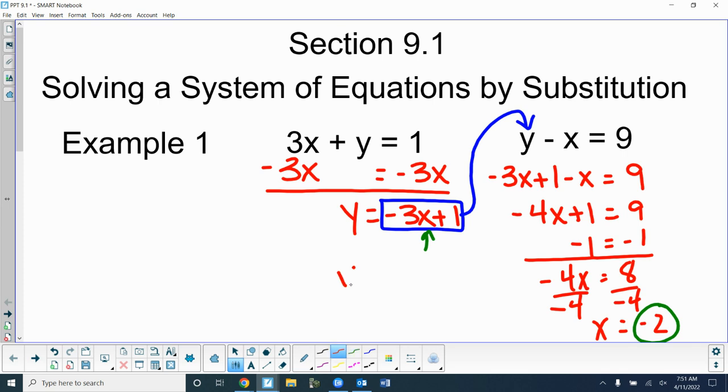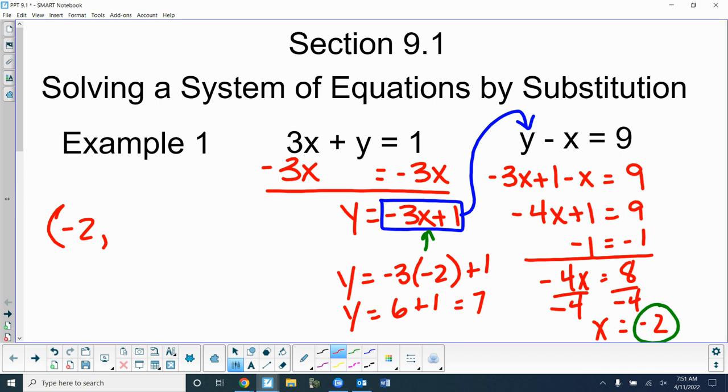So I'm going to write Y equals negative 3 times negative 2 plus 1, which is 6 plus 1. Usually we write our answers as an ordered pair. The x value is -2 and the y value is 7. And you can check. 3 times -2 is -6, plus 7 would be +1, right? And then 7 for y minus a -2 is like +2, and 7 plus 2 is 9, right? So those two numbers work in both equations.